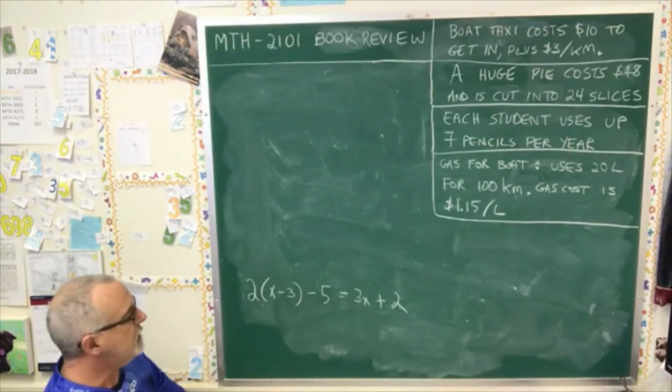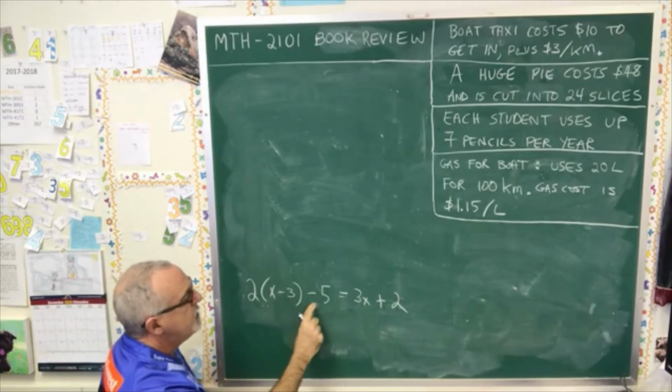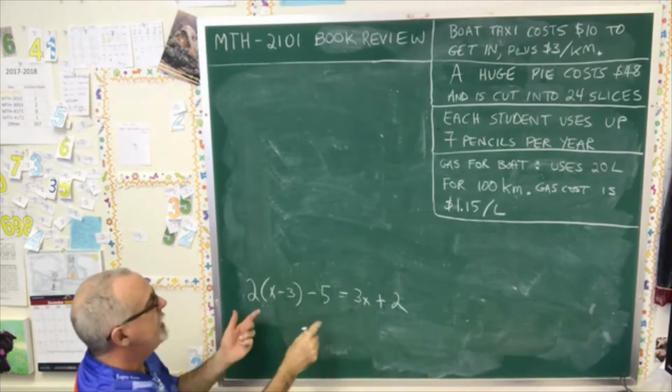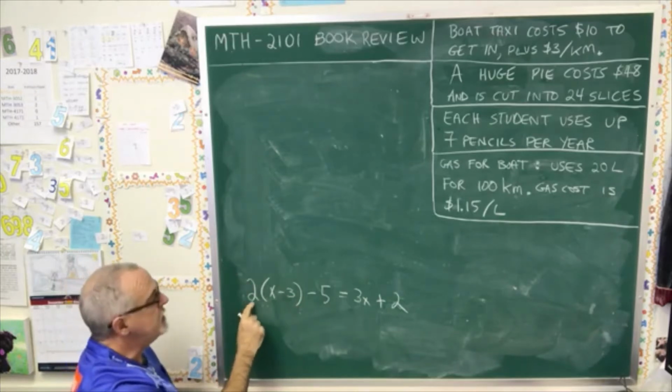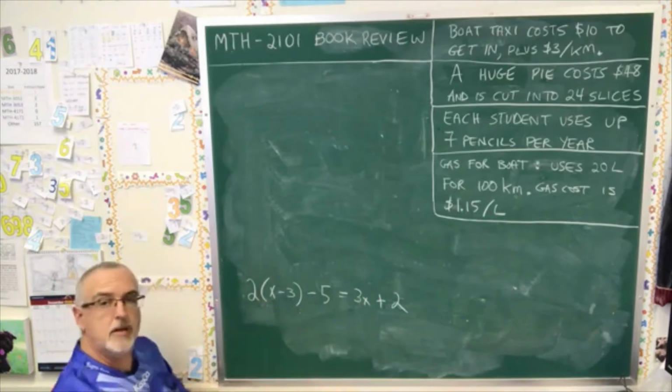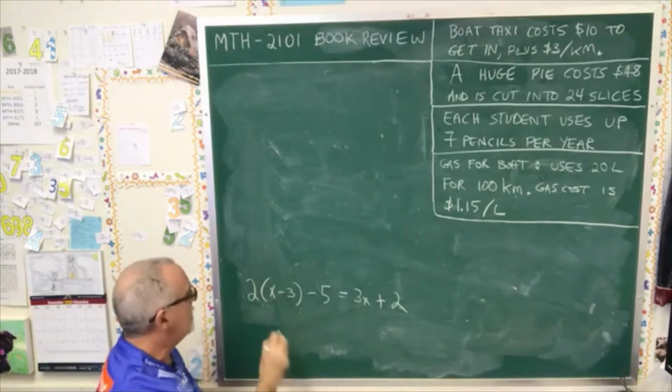So how do we solve something like this? We have 3 constant terms, -3, -5, +2. We have a variable x. We have yet another number here which is being multiplied by the bracket. Multiplying across the bracket is a thing that happens in math. Students are expected to be able to do all of these little things.